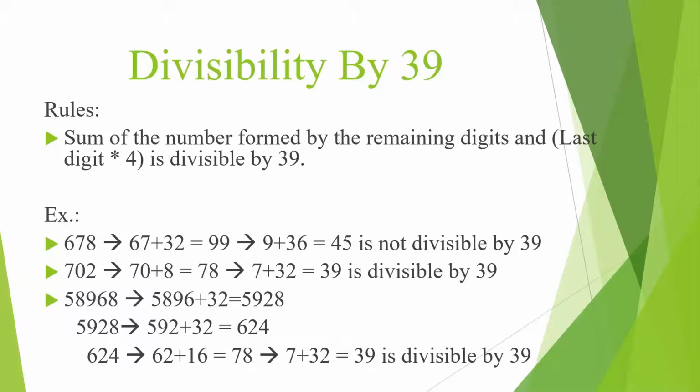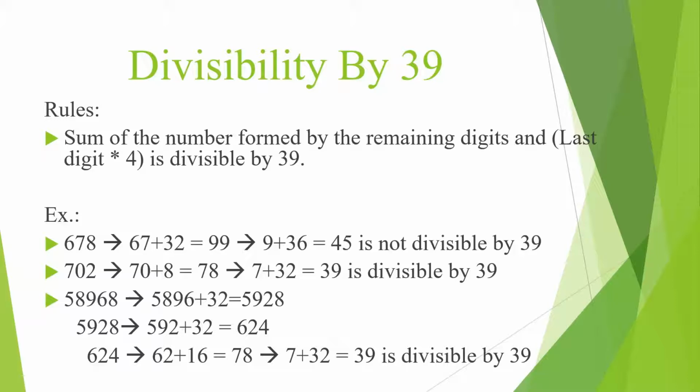Now let us consider another example. 702. Ignore the last digit, we will get 70 plus last digit into 4, which is nothing but 2 into 4 equal to 8. So 70 plus 8 is equal to 78. Let us reduce it further. Ignore the last digit, we will get 7 plus last digit into 4. 8 into 4 equal to 32. 7 plus 32 equal to 39. This is divisible by 39. So 702 is also divisible by 39.